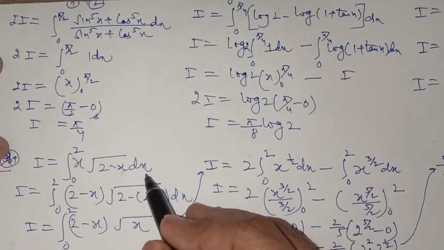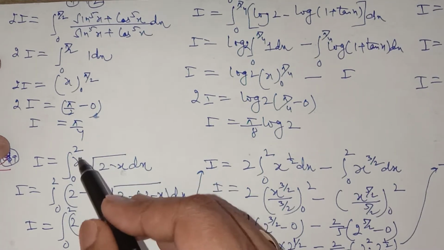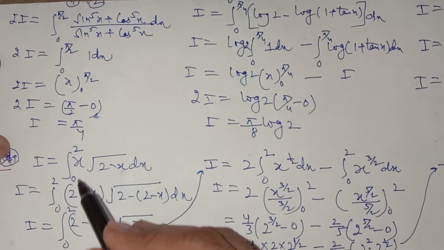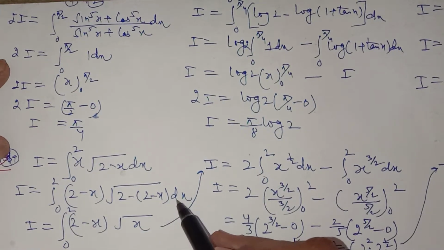Now in question number 9, I is equal to the integral from 0 to 2 of x under root 2 minus x with respect to x. Again if you replace x by a minus x, that is by 2 minus x, in place of x write 2 minus x, with respect to x.